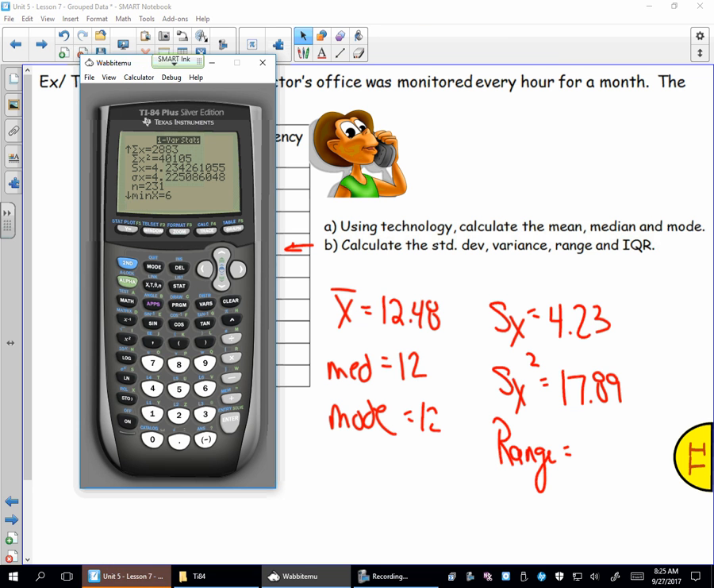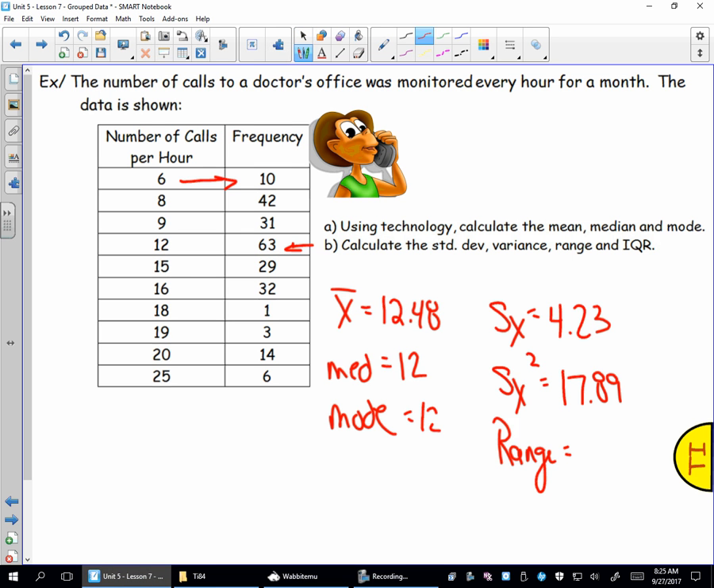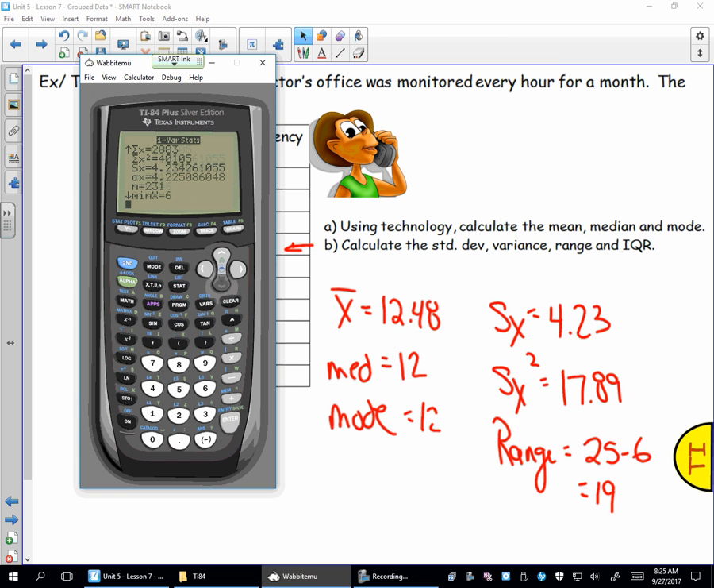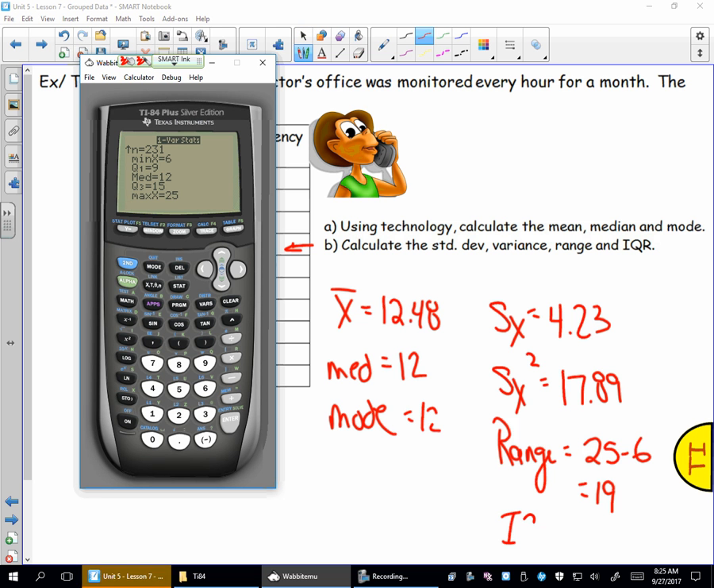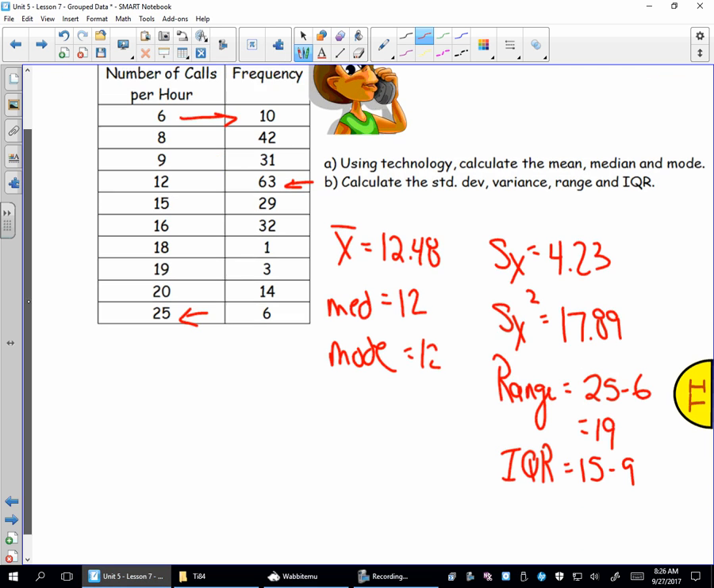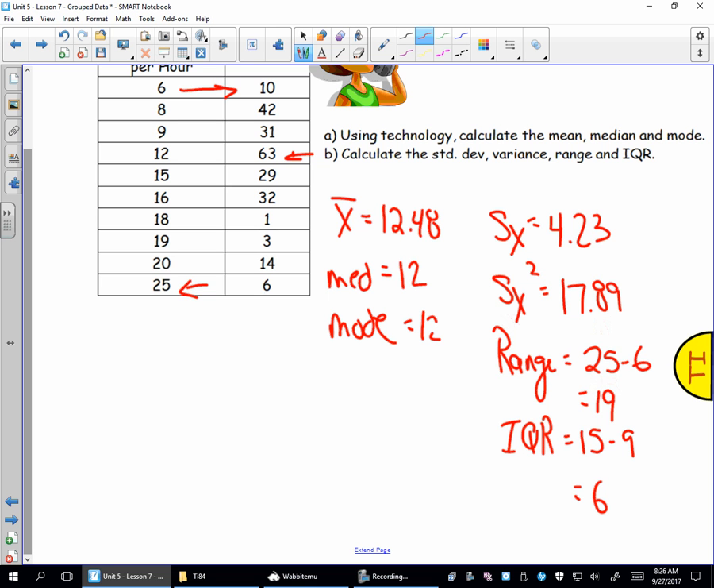Our range, that's our highest minus our lowest. Now, I don't really need the graphing calculator for this because I can see the highest in the table. The highest number is 25, the lowest was 6. So 25 minus 6 is 19. But it is in our graphing calculator if we do want it. It's down at the bottom again, our min and our max. And then our IQR, which is Q3 minus Q1. Okay, so 15 minus 9. And our IQR is 6.